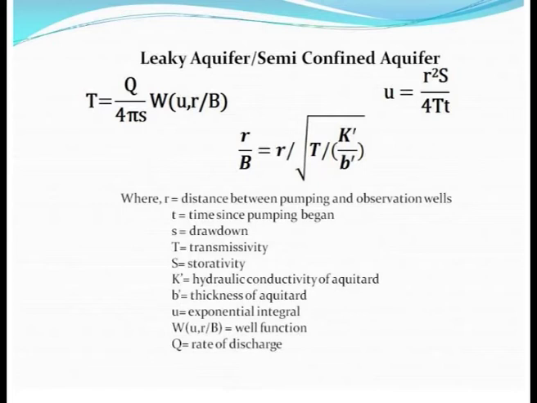Now what is r upon B? r upon B equal to r upon under root T b dash upon K dash. Here I have told you K dash is the hydraulic conductivity of the aquitard, b dash is the thickness of the aquitard. So here Hantush in the year 1955 and Hantush and Jacob in the years 1956, 1960, 1964 has given the value of W(u, r/B) versus 1 upon u. He has given a value and plotted the curve on the log paper.